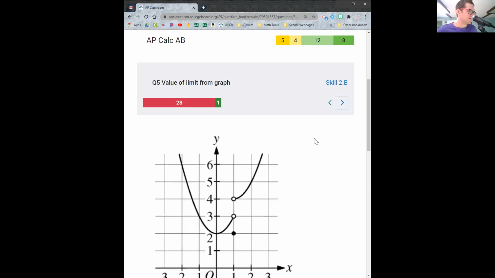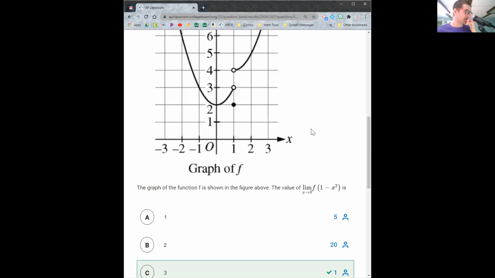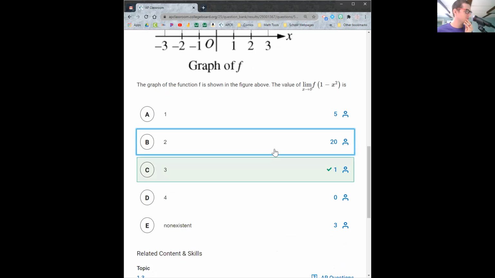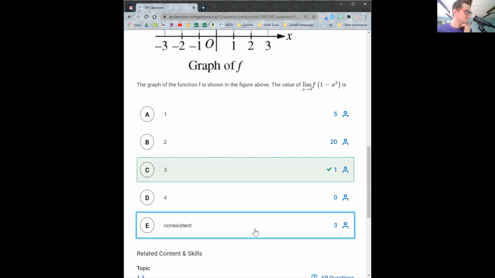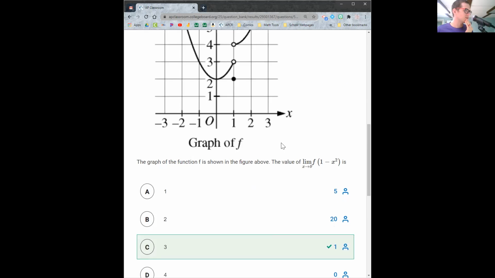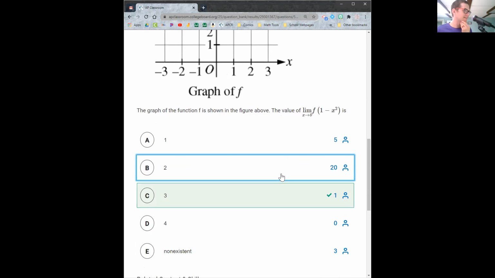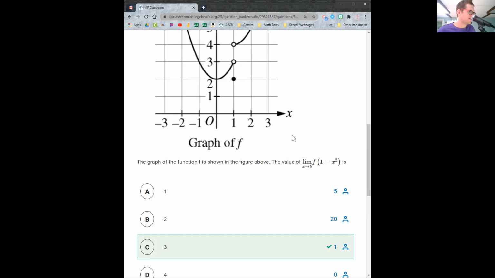All right, the one that pretty much everybody got incorrect. Pretty much everyone just said it was 2, which is interesting because looking at the graph, I would have picked that one. But we'll talk about why. I think people just picked that because that was the value of the function. So let's talk about why it is that. I want the limit. This is a graph of f. I want what happens to f of 1 minus x squared.